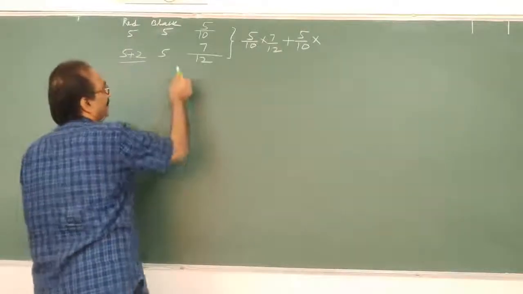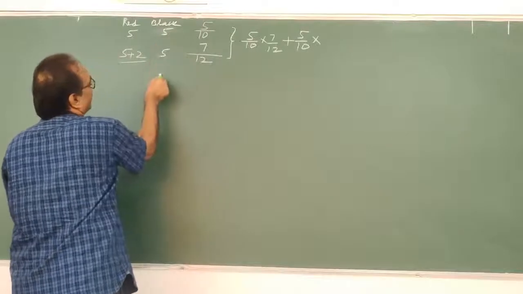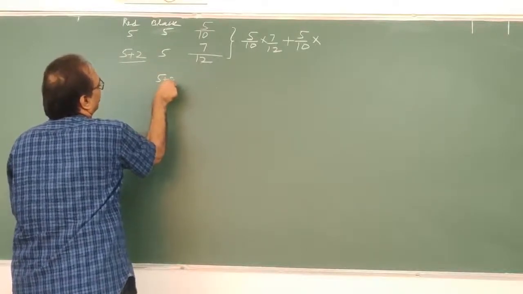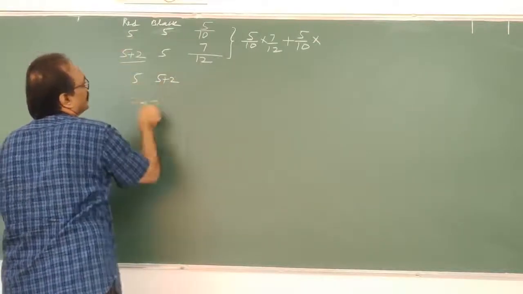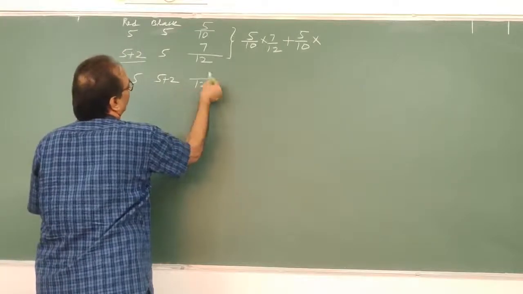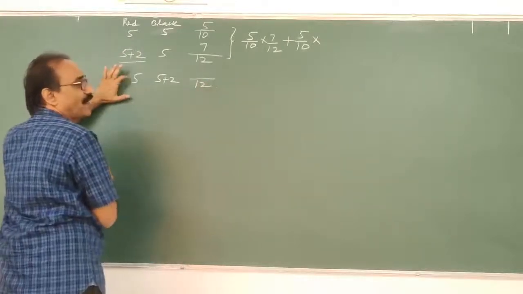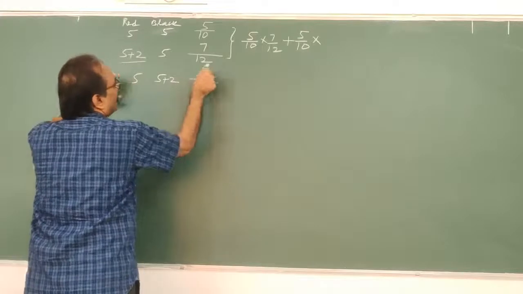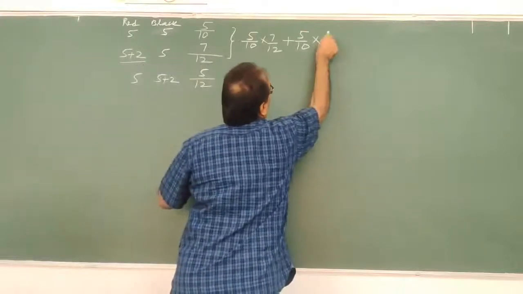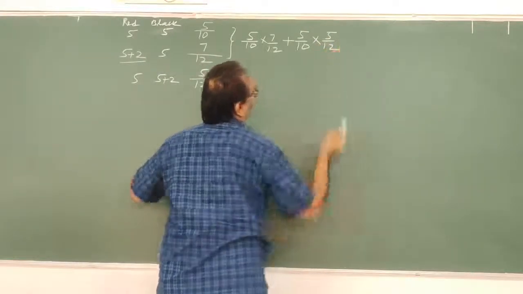So now the second time means what? He added to the black balls, 2 black balls, and 5 plus 2 will be there. Now red balls, as usual, 5 will be there. So total number of balls is 12. So second ball, what do you want? Red ball, and 5 by 12. So therefore the second ball to be red is 5 by 12.